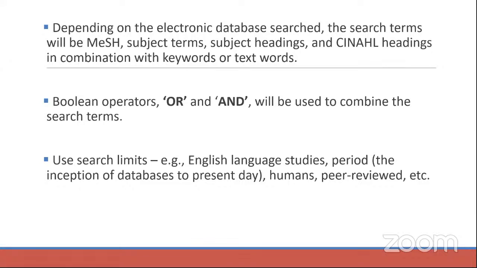And also you can use limits. Example, you can include only English language studies. The period of search, for example, from the inception of databases to present day. And recent recommendations from JBI, they ask you to set no date limits when you're registering the protocol because you will not know when the search will be completed. And if you want to restrict to human studies and peer-reviewed studies, you can also have them as limiters. So you can also use the term NOT and include all these terms to exclude the studies that are not fitting this criteria list.